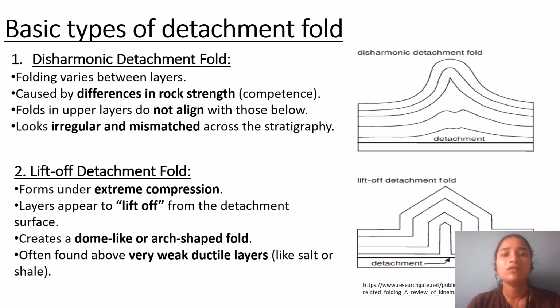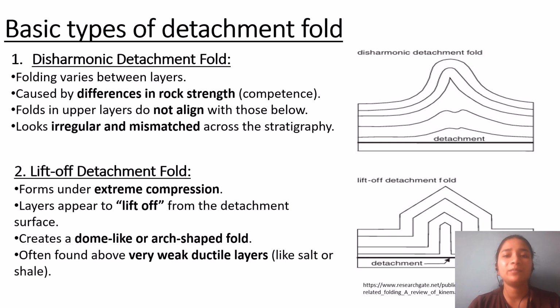This type forms when the folding behavior varies between layers, mainly due to the difference in rock strength or competence. Stronger or more competent rocks resist the folding more than the weaker ones. So, as a result, the folds in the upper layers don't align with those below. In the diagram you can notice how the layers appear irregular and mismatched across the stratigraphy. This disharmony gives the fold its name, disharmonic fold.